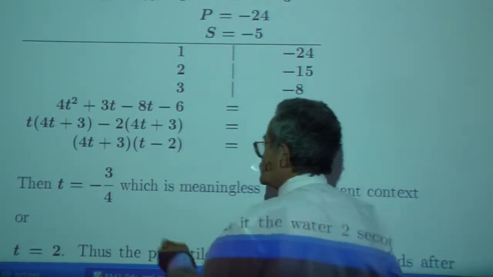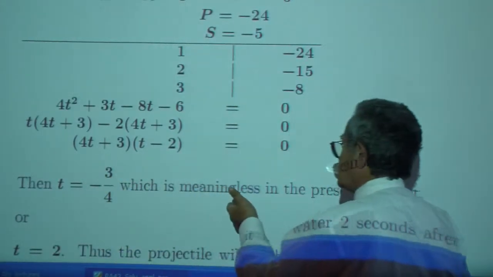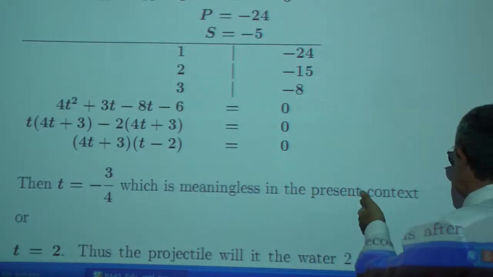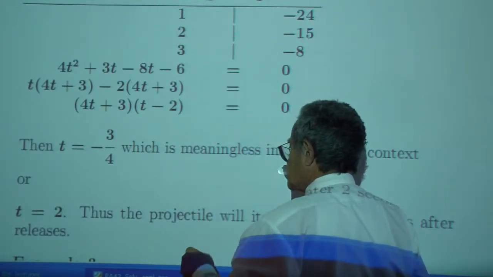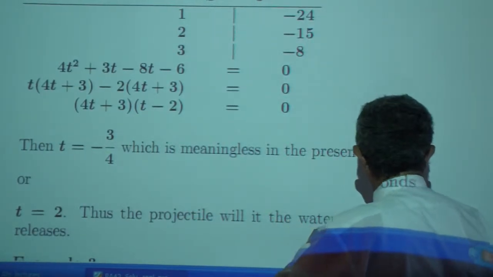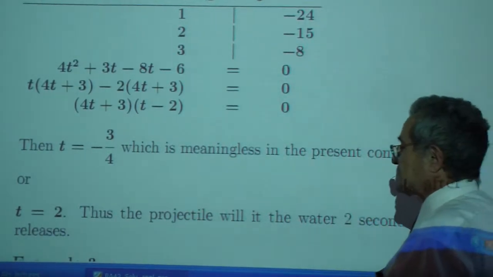So either t is negative 3 over 4, which is meaningless in the present context, or t is equal to 2, thus the projectile will hit the water 2 seconds after release.